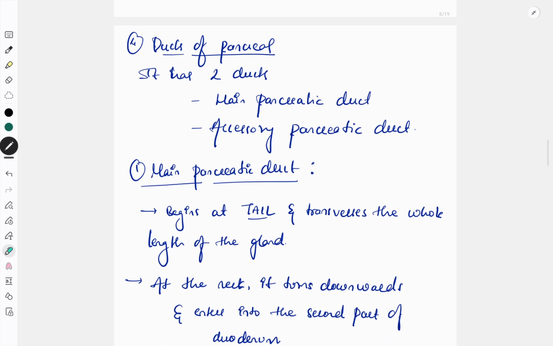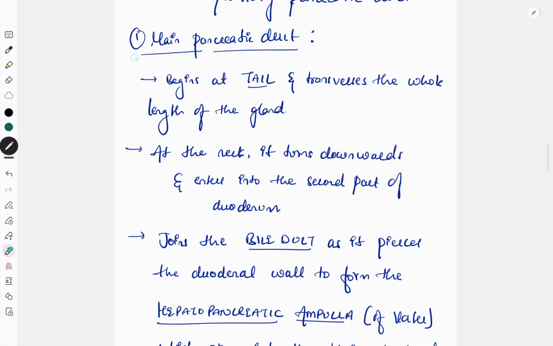Moving to the ducts of the pancreas. The pancreas has two ducts, okay? The main pancreatic duct as well as the accessory pancreatic duct. Moving on to the main pancreatic duct, it begins at the tail. You might think it begins like this, but no, it is beginning the opposite way. It begins at the tail of the pancreas and traverses the whole length of the gland. From here it begins and travels through the whole length of the gland.